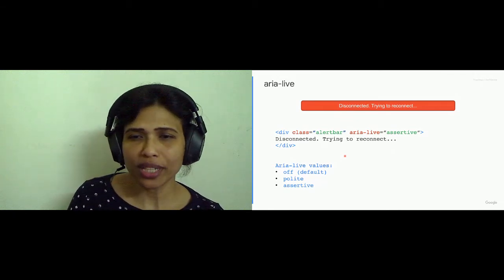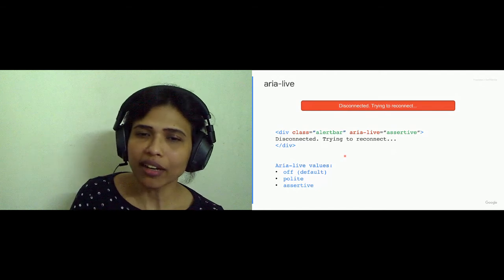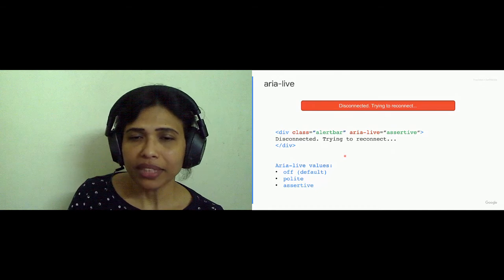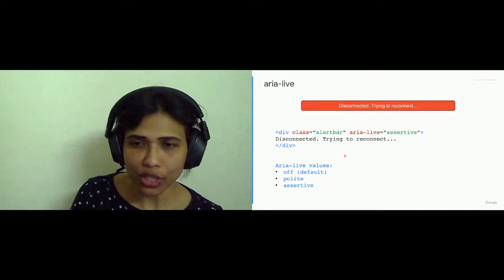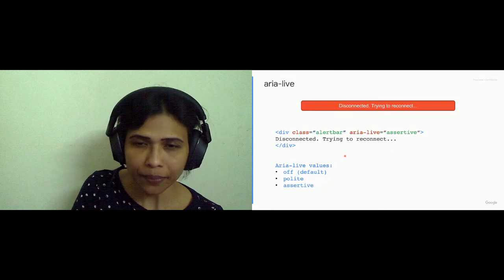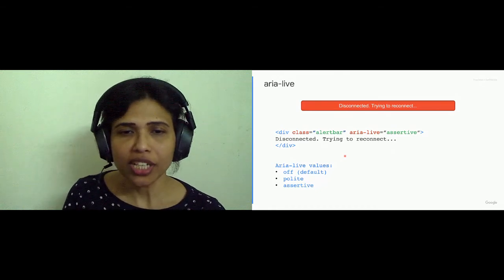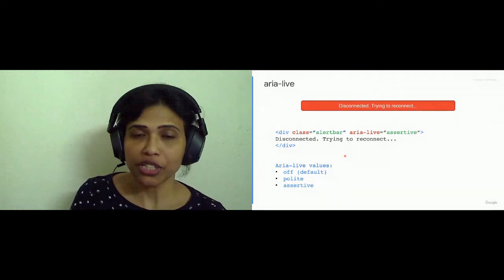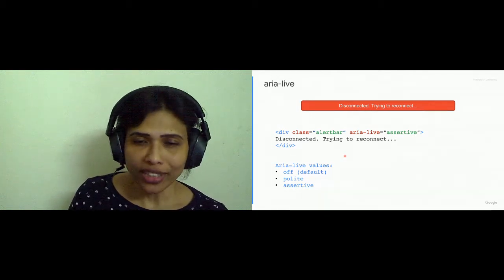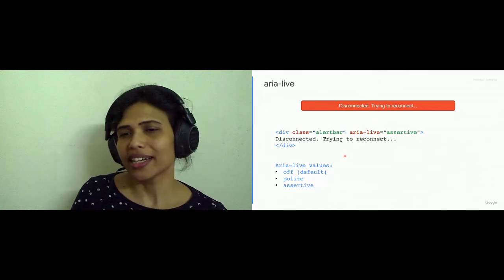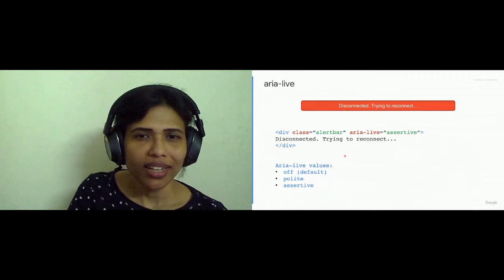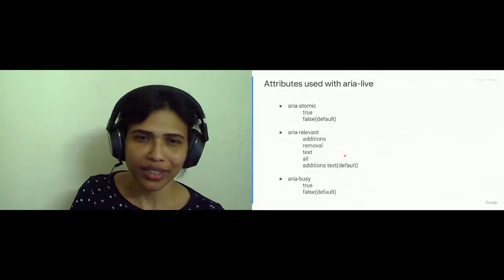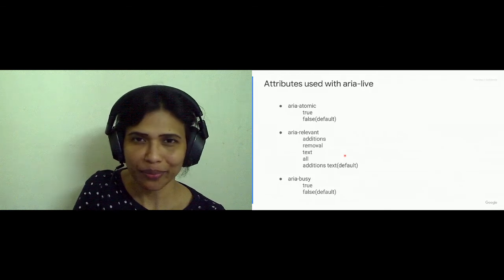It's great to use if something is important but not urgent, and accounts for the majority of ARIA Live use. ARIA Live assertive tells assistive technology to interrupt whatever it's doing and alert the user to this change immediately. This is only for important and urgent updates, such as a status message like there has been a server error and your changes are not saved. Please refresh the page. ARIA Live off tells assistive technology to temporarily suspend ARIA Live interruptions. These are some of the attributes that can be used with ARIA Live. In the interest of time, I'm not going through these for now.